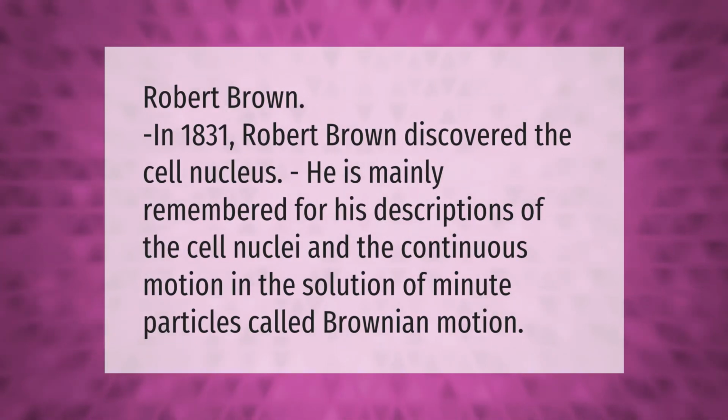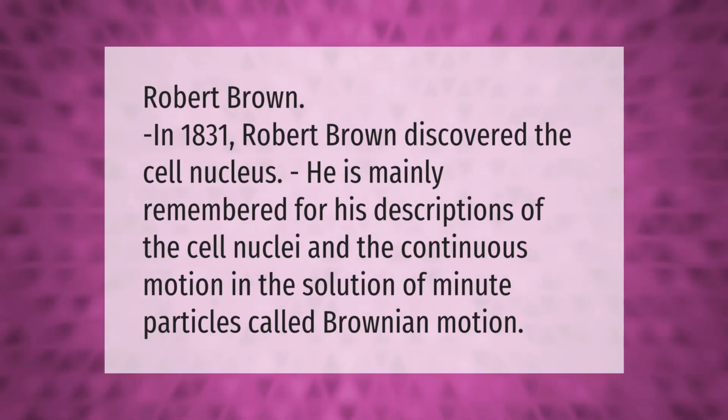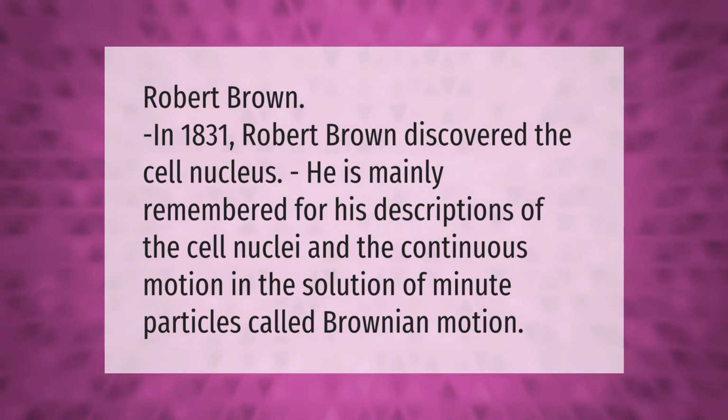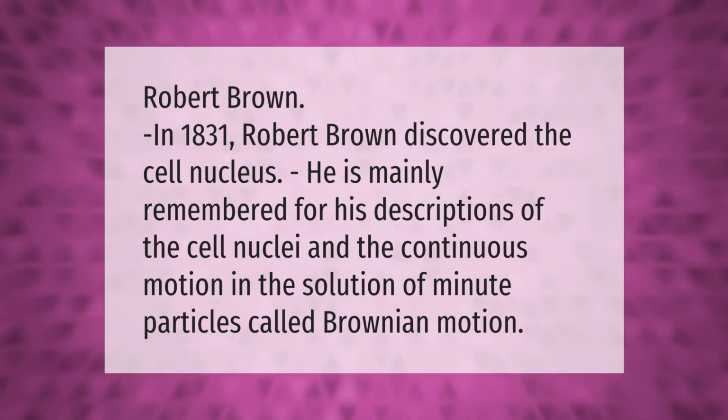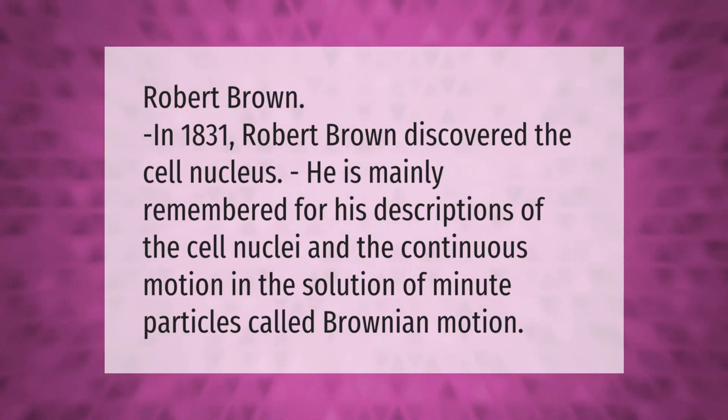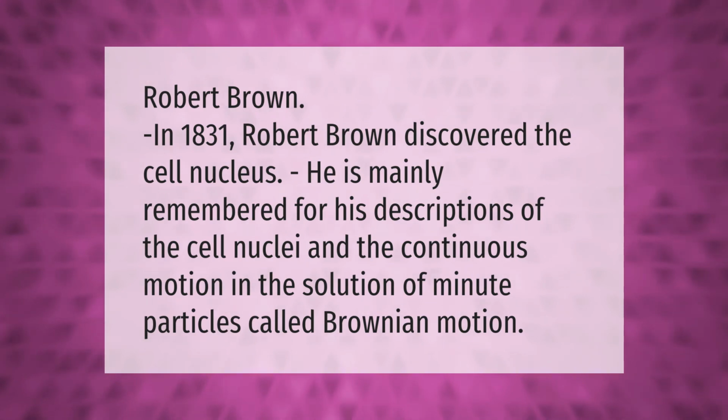Robert Brown. In 1831, Robert Brown discovered the cell nucleus. He is mainly remembered for his descriptions of the cell nuclei and the continuous motion in the solution of minute particles called Brownian motion.